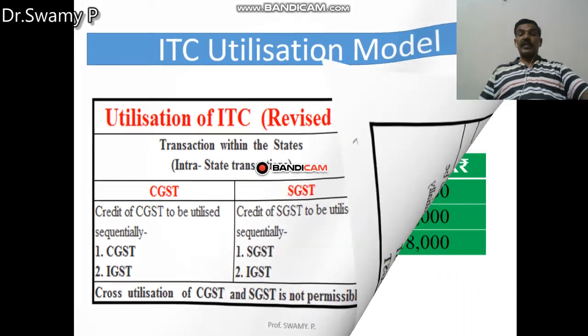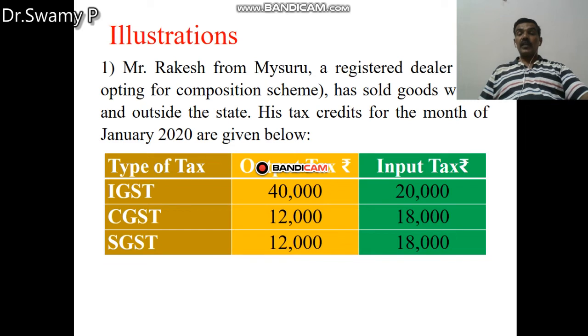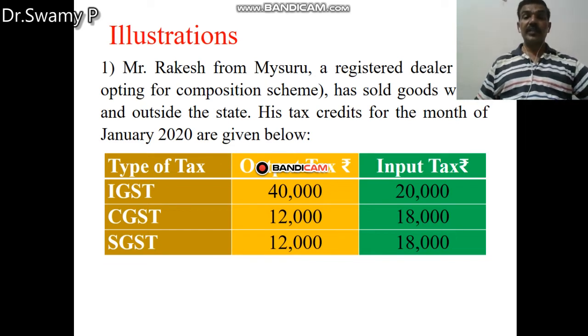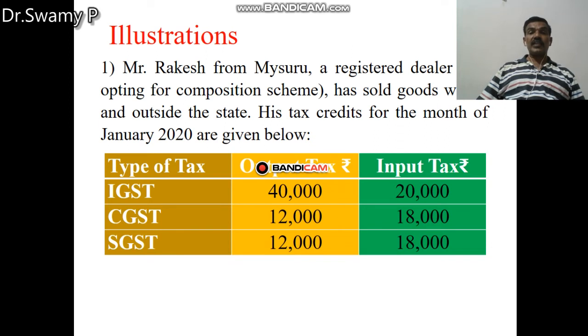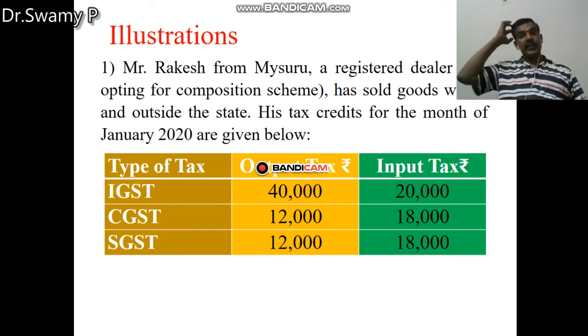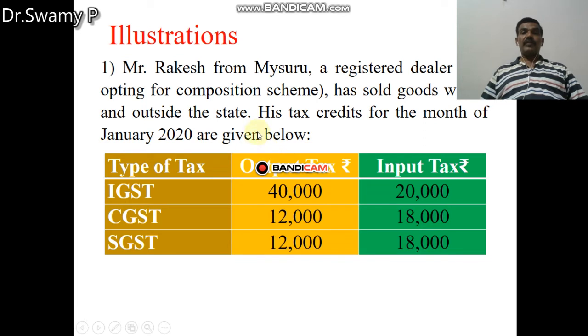Now let me take an example here. In this case, Mr. Rakesh from Mysuru is a registered dealer, not opting for the composition scheme. Very important, because a registered dealer who has opted for the composition scheme is not eligible to claim input tax credit. He sold goods inside the state and outside the state. His tax credits for the month of January 2020 are given below.